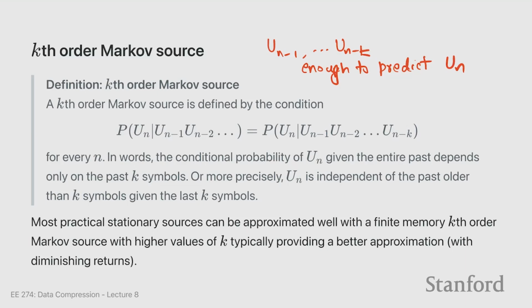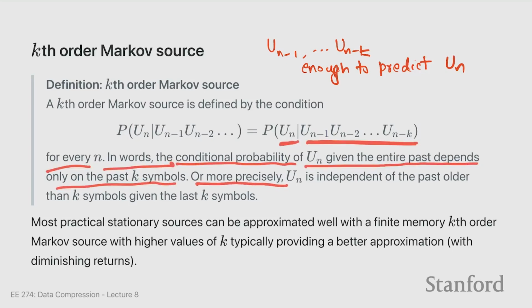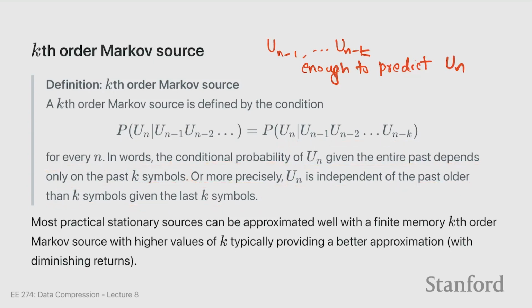Let me just read through the definition. A kth order Markov source is defined by the condition that the probability of u_n given its entire past is the same as the probability of u_n just given the last k symbols, for every n. In words, the conditional probability of u_n given the entire past depends only on the past k symbols, or more precisely, u_n is independent of the past older than k symbols given the last k symbols. So knowing the last k symbols is the best predictor for u_n.